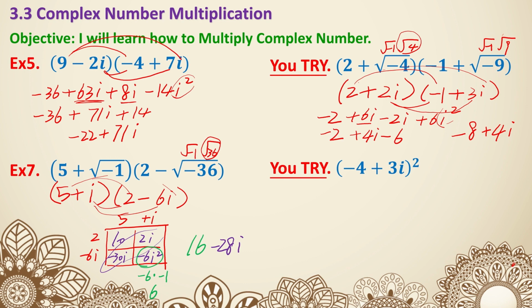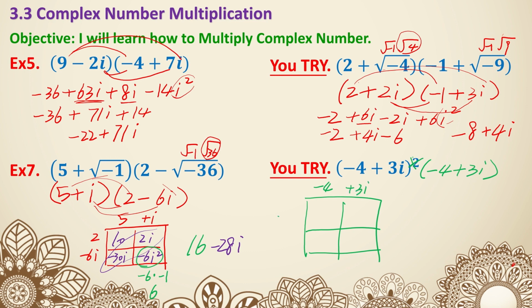Example 8. Whenever you see a squared, get rid of it and write it twice. Negative 4 plus 3i. And choose to make a box again. Negative 4, 3i. Negative 4, 3i. So start multiplying. Negative 4 times negative 4 is a 16. Negative 4 times 3i is a negative 12i. 3i times negative 4 is a negative 12i. 3i times 3i is a 9i squared. And then negative 12i and negative 12i together is a negative 24i on the back.